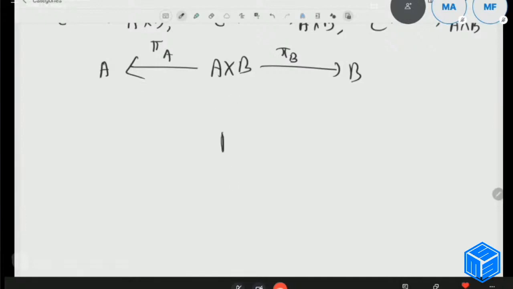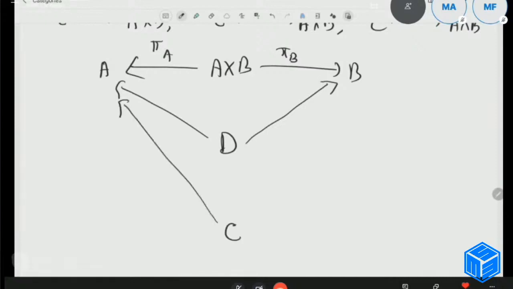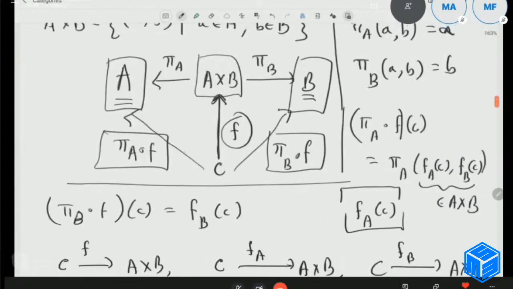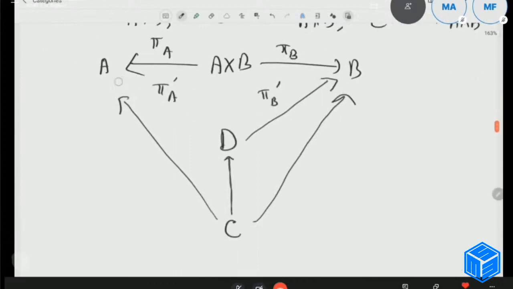Let's draw a D there, and we're gonna draw a C here. So we have some other maps from D into pi A prime and pi B prime. And if D satisfies that, what does it satisfy? Actually no, let's focus on this. I'm sorry about this. Let's forget D for a while.